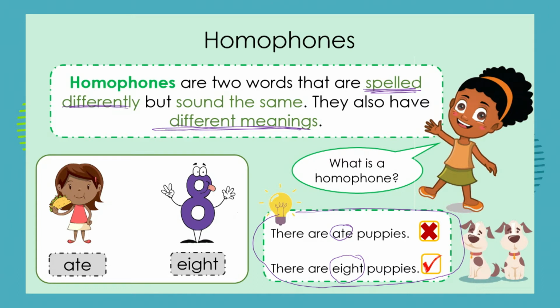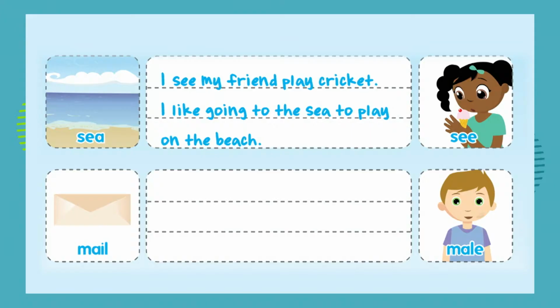So there are 8 puppies. Can you see that because we used the wrong 8, that does not make sense at all? But when we said there are 8 puppies, as in the number, the whole sentence made sense because we used the correct word. So now we're going to practice using these homophones, and we're going to distinguish between the homophones that are correct in each sentence. So let's have a look.